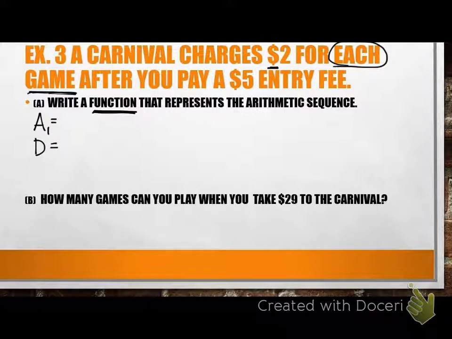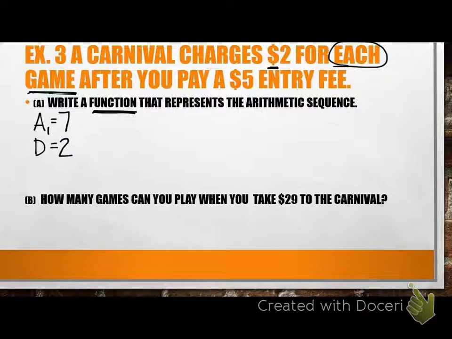So what is A sub 1? $7. I paid $5 to get in and $2 to play the game. So when I walk up to that very first game, I've already paid $7 out of my pocket. So A sub 1 is 7. Now, each time I walk up to a game, how much do I pay? I pay 2. So my common difference is going to be 2.